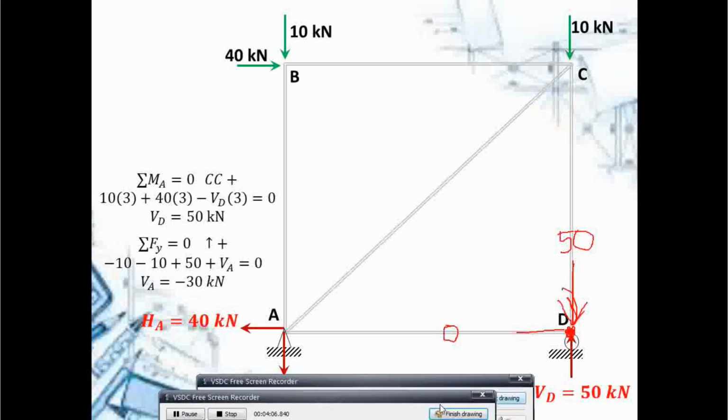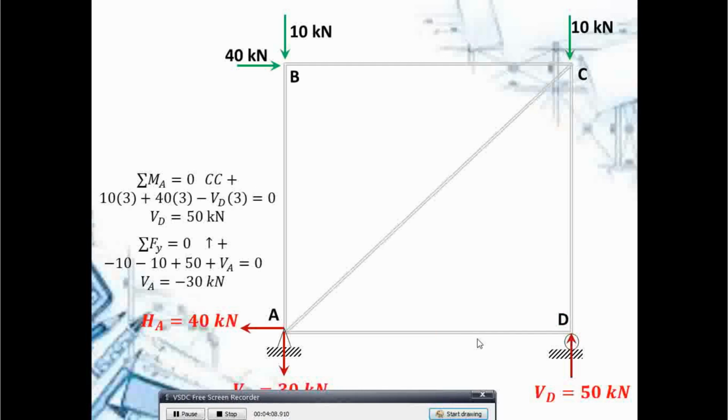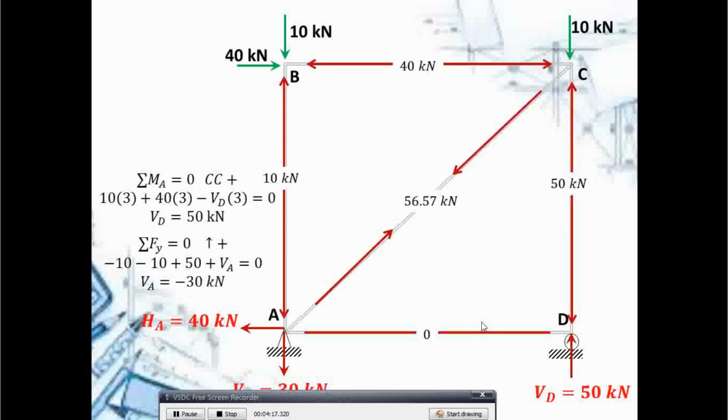Is that clear? Now, I used the method of joints to determine the internal forces in the members, and these are my answers. You may ask, paano nyo nakuha yung 50? Paano nyo nakuha yung 56.57? Paano nyo nakuha yung 10? Paano nyo nakuha yung 40 kilonewtons?